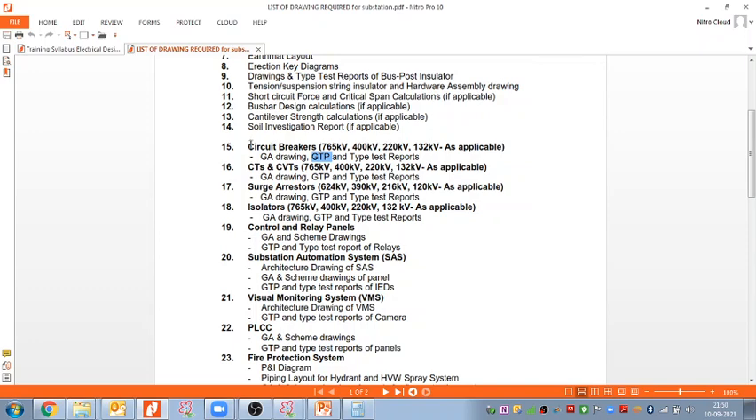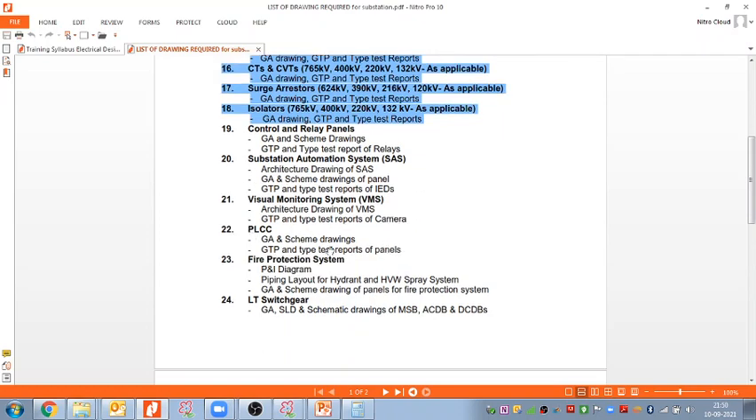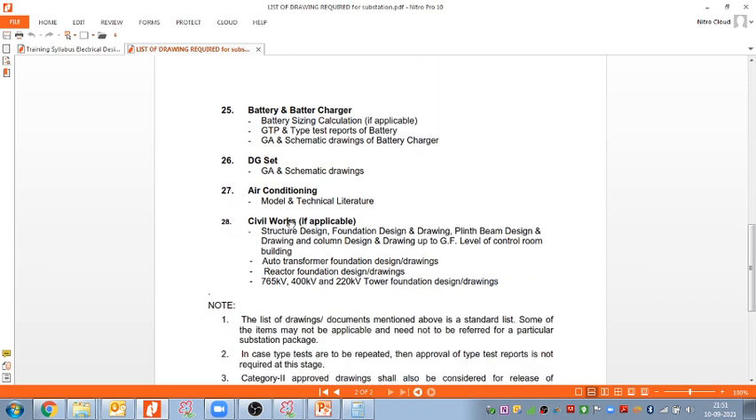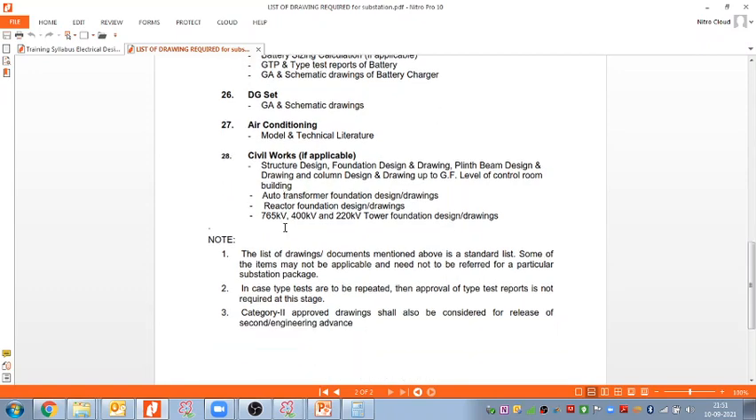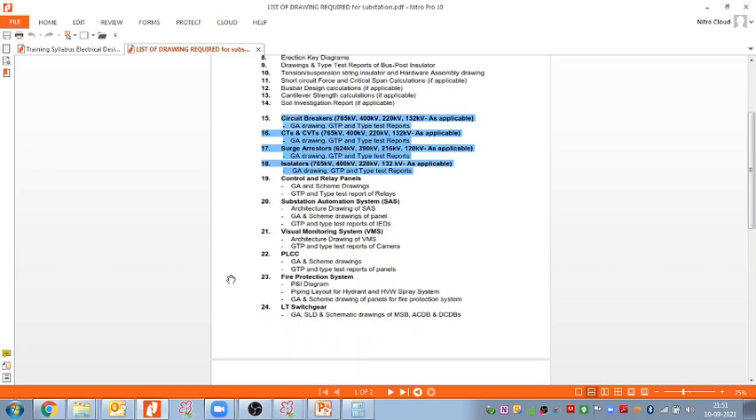So for whatever equipment we are using, each equipment drawing we have to take and review, and we have to take final review from the client also. The control relay panel, SAS automation system, video monitoring system, PLCC, fire protection system, LT switchgear, battery and battery charger, DG set, AC, HVAC by the HVAC team, civil work by the civil team only. So these are the list of drawings and documents required for the construction of any substation project.